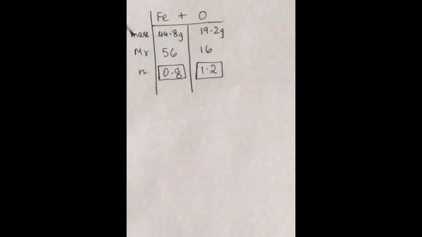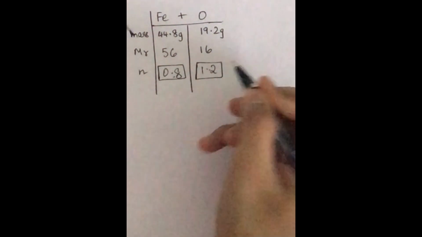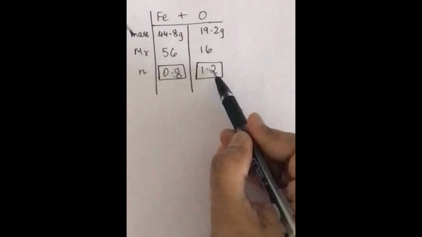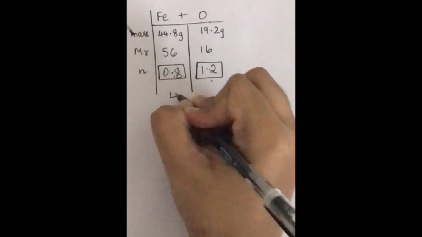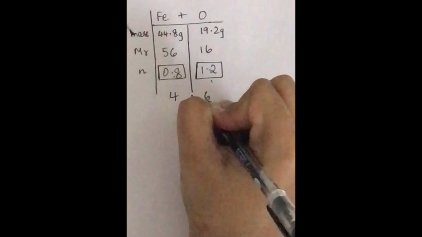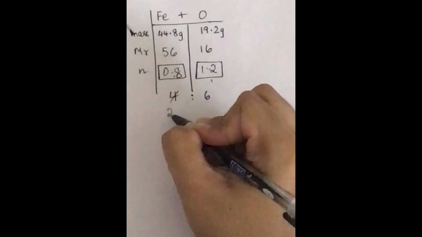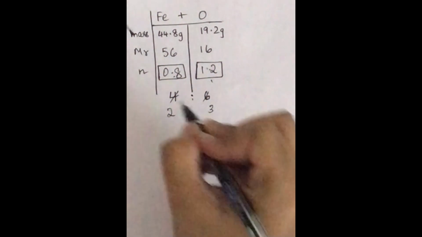So you will have to multiply by several numbers. Both numbers which you multiply with must be the same. For example, if you multiply 0.8 by 2, you multiply 1.2 by 2 as well. So if we multiply both these numbers by 5, we'll get a whole number ratio, which is 4:6. But this is not the simplest whole number ratio. So we can cancel this down to 2 and 3. And that is the simplest whole number ratio.